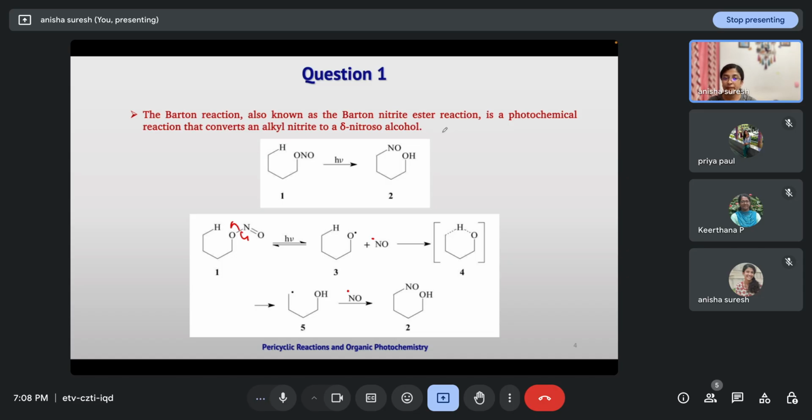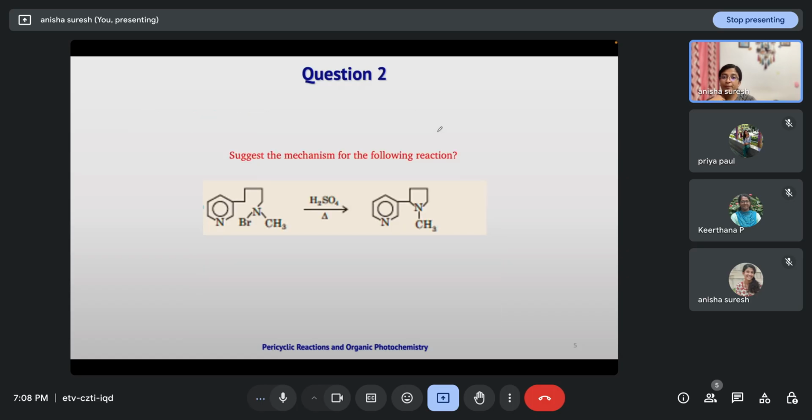Any doubts? So let us proceed to question number 2. Suggest the mechanism for the following reaction. So which reaction is this? It is a name reaction. So which is this reaction?